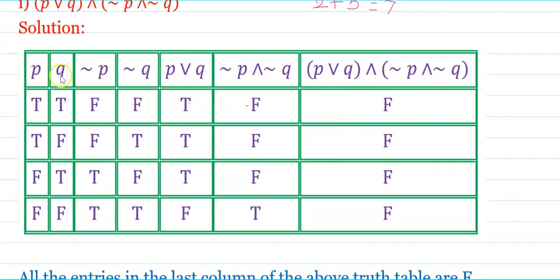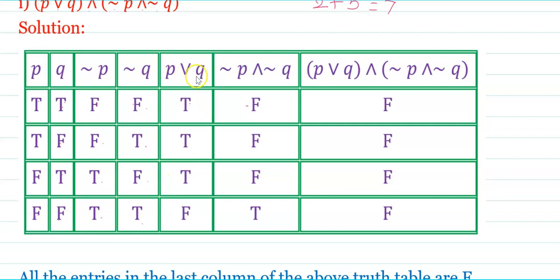Now first P. P means what? T, T, F, F. Q means what? T, F, T, F. Negation of P: negation of T is F, negation of T is F, negation of F is T, negation of F is T. Negation of Q: negation of T is F, negation of F is T, negation of T is F, negation of F is T.